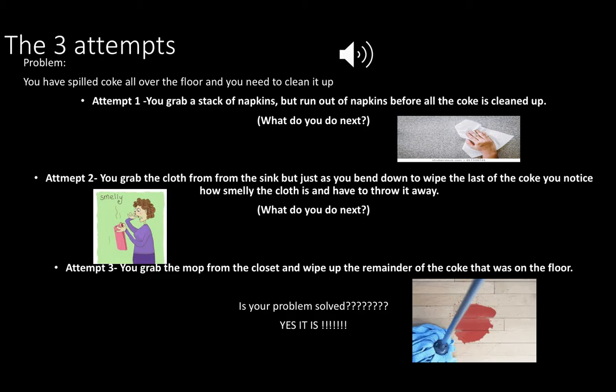My third attempt is you grab the mop from the closet and wipe up the remainder of the Coke that was on the floor. Is your problem solved? Yes, it is. So my last attempt led to my solution. I have successfully solved my problem. Head to the next slide for your next instructions.